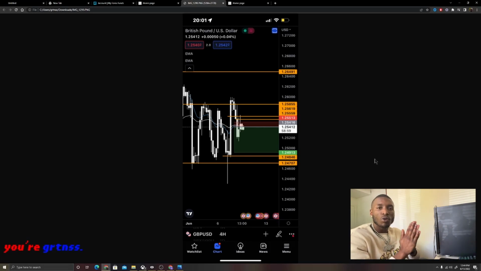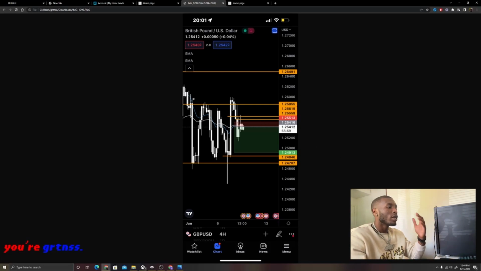So first and foremost, as a trader, you have to understand that there are different types of market conditions. You either have a trending market or you have a ranging market. And in this case, I was in a ranging market. And when I am in a ranging market, all I will do is buy low and sell high. That is it. In a ranging market, I will only buy low and sell high.